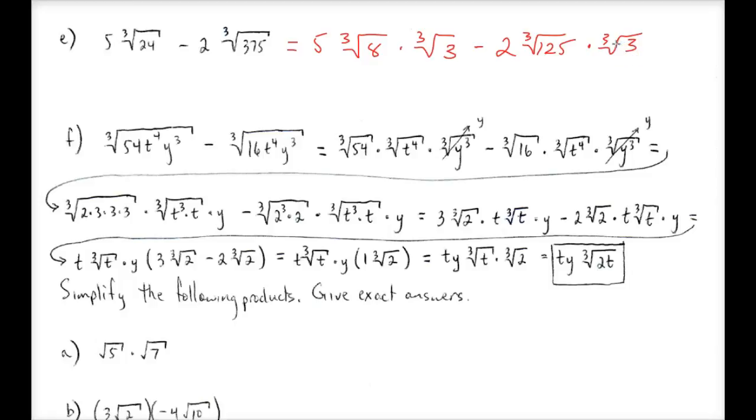Okay. And of course, cube root of 8, which is the number that we have to multiply times itself 3 times to get 8, is 2. And cube root of 125 is just 5. So this ends up just being 5 times 2, which is 10, times cube root of 3, minus 2 times 5, which is 10, cube root of 3. And we see that that's the same thing, so our answer just ends up equaling 0. Okay.